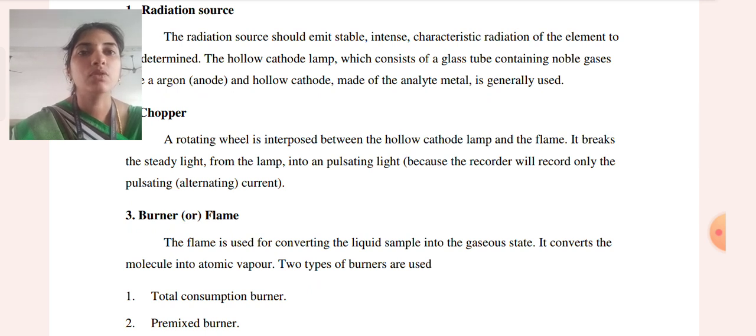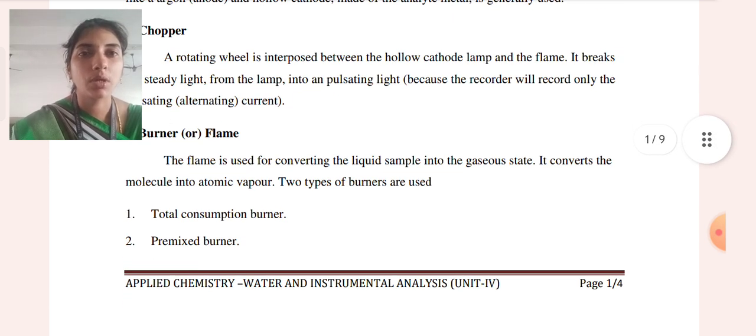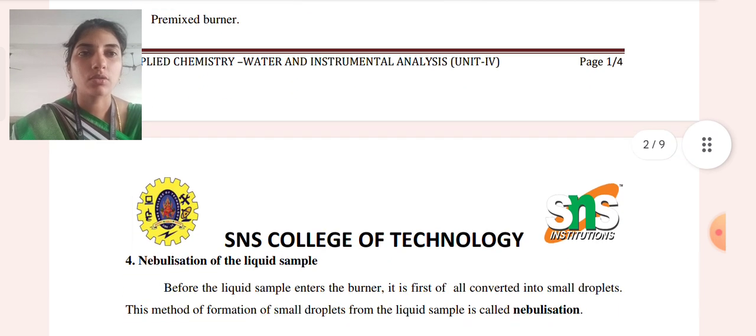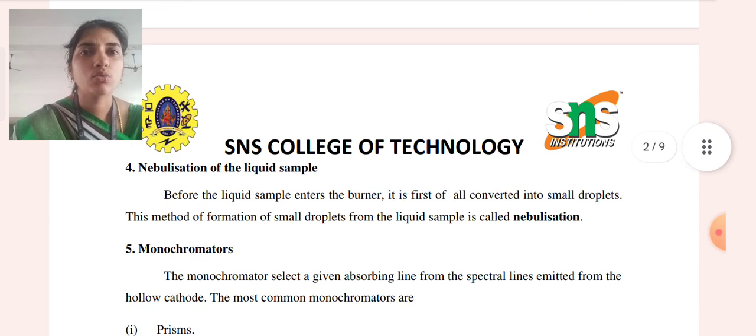The flame is used for converting the liquid sample into the gaseous state, and it converts the molecules into atomic vapor. Two types of burner are used, the total consumption burner and the pre-mixed burner. So these are the burner facilities used for converting the liquid samples into gaseous samples for atomic absorption spectroscopy.